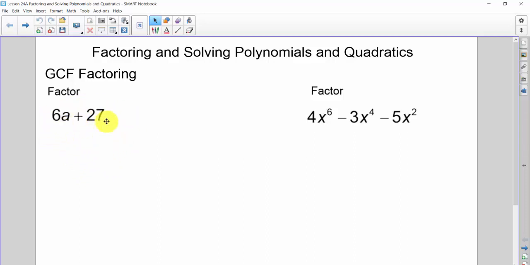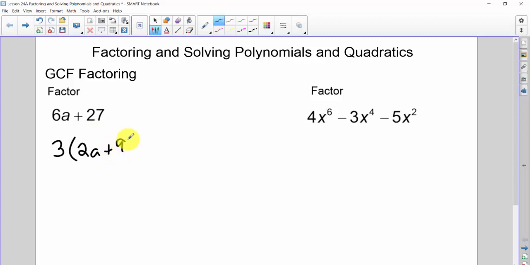So in this first example, I see I've got a 6a and a 27. A 3 goes into both of those, so I'm basically just going to factor out a 3 and then say 3 times what is 6a, that's 2a, and 3 times what is 27, that's 9. And then that is my factored term.